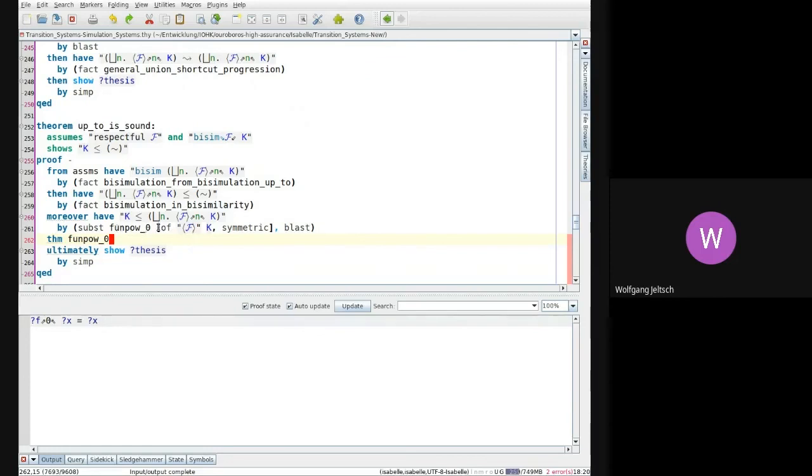I don't say funpow, but I say funpow of this. We already had this capital letter OF, which was application of implication. The small letter of is the instantiation of schematic variables. Before, we had these schematic variables f and x, so something like universally quantified or arbitrary. And now we say of this and that. And now we have exactly this statement that we want, but actually not quite, because we also have this symmetric here.